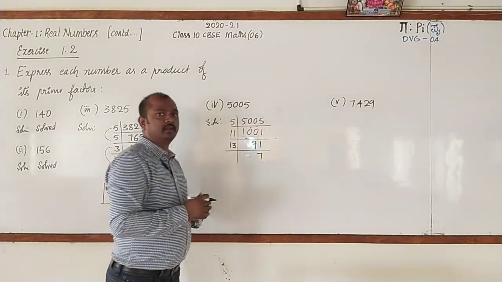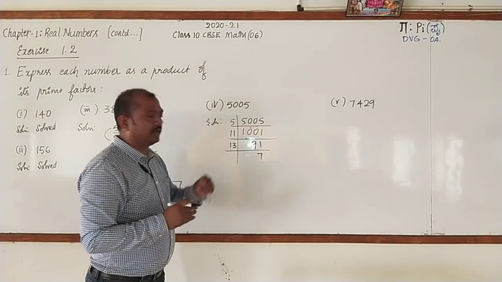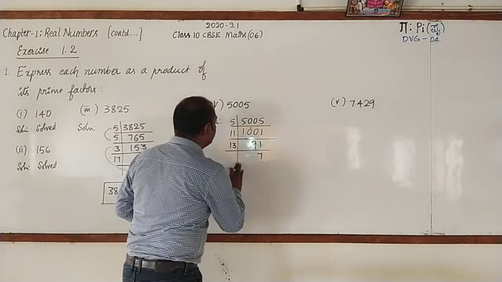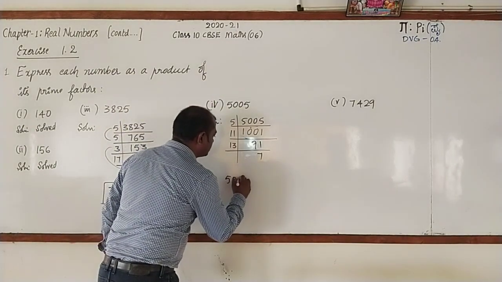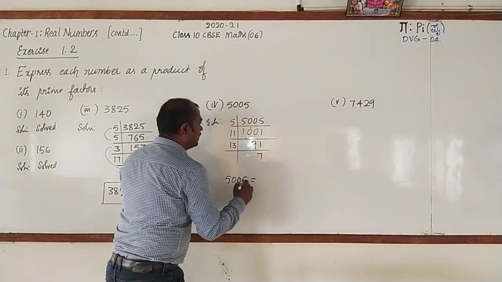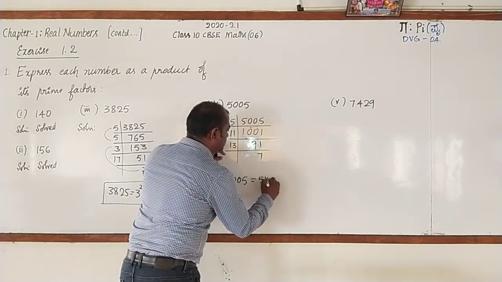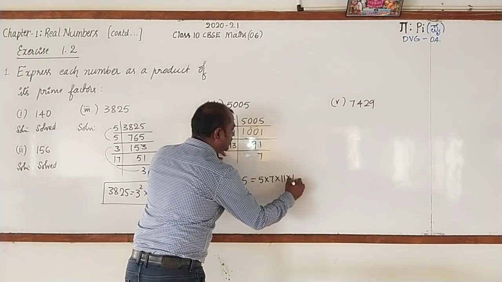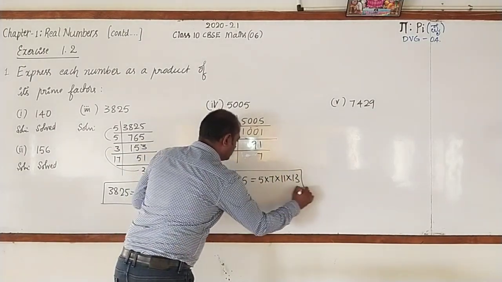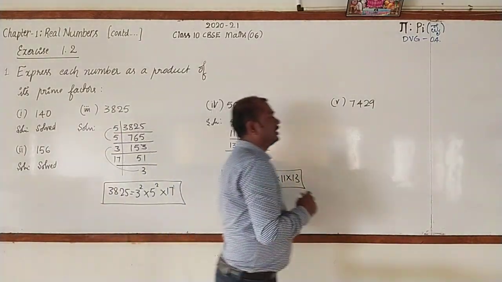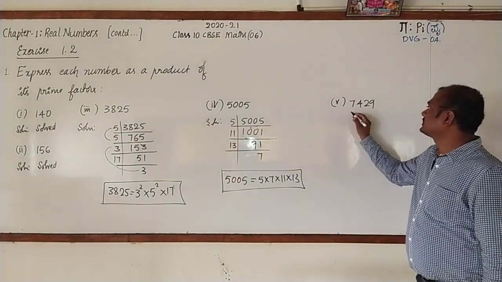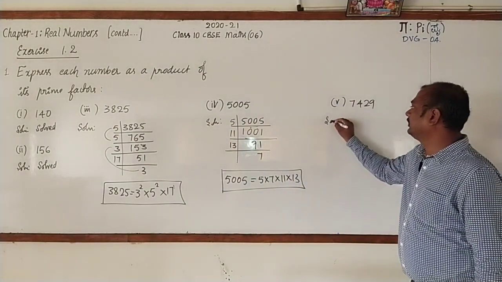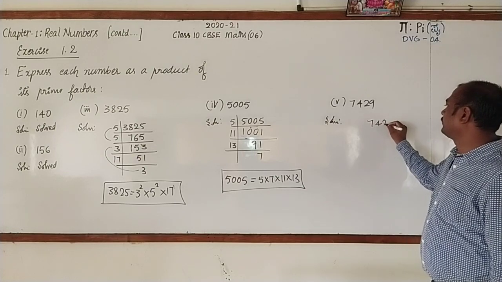13 7s are 91, is it not? So now we can write the prime factorization of 5005 as 5 into 7 into 11 into 13. Okay. Now observe the fifth one. It is 7429. Let me write this as 7429.